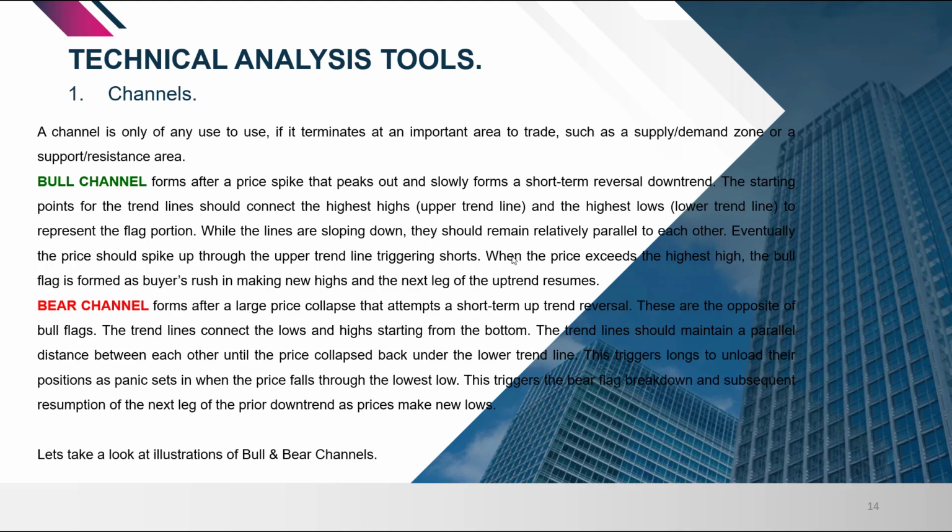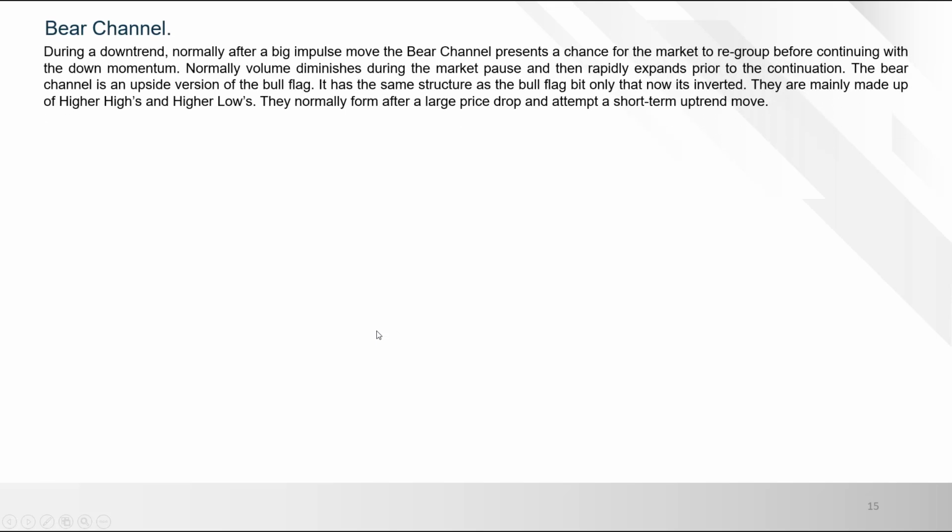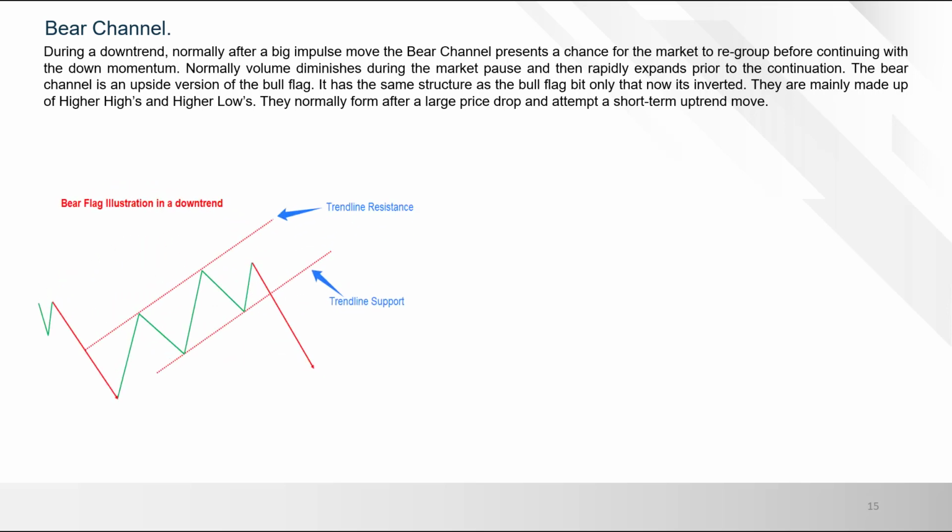Let's take a look at an illustration of bull and bear channels. Firstly, let's look at the bear channel. During a downtrend, normally after a big impulsive move, the bear channel represents a chance for the market to regroup before continuing with the down momentum. Normally, volume diminishes during the market pause and then rapidly expands prior to the continuation.